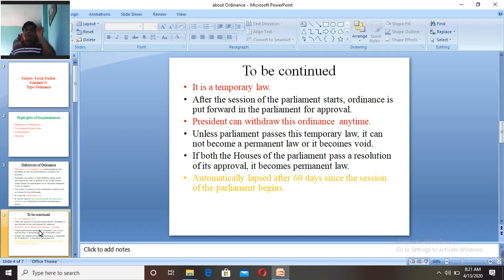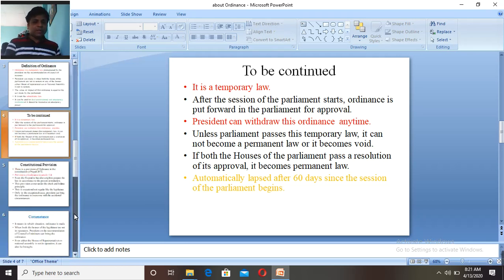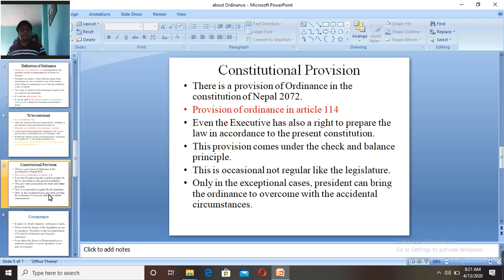So it automatically lapses after 60 days since the session of the parliament begins. Yes, if parliament neither accepts it nor rejects it, it will automatically become useless after the 60 days since the session of the parliament begins. So the next slide includes its constitutional provisions.